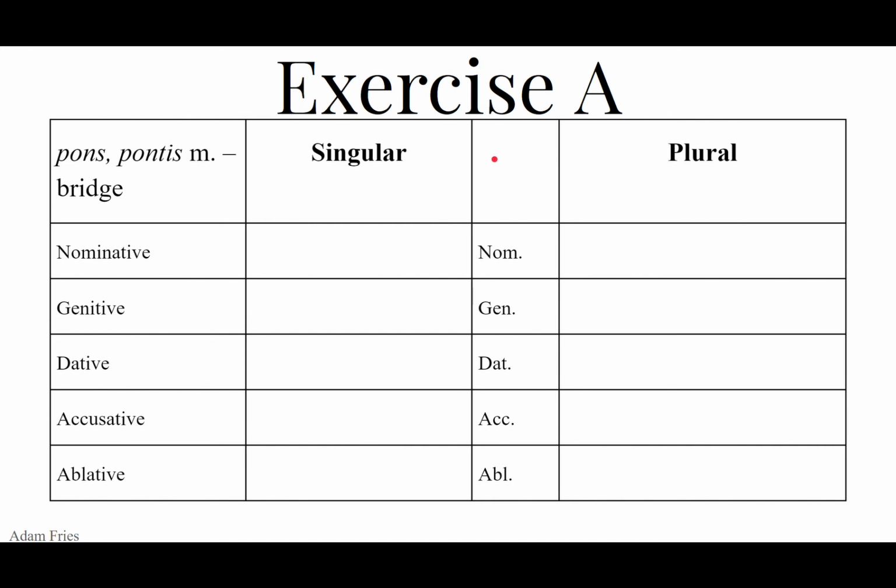Pons, pontis, masculine, bridge. Nominative is pons, genitive is pontis. It's a third declension masculine. When you chop off the is, you get pont, P-O-N-T as the stem, which you can write in the rest of the blanks.